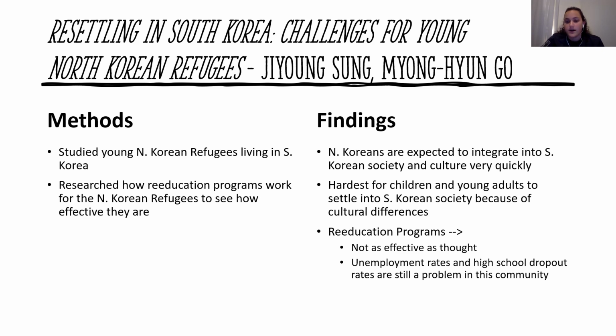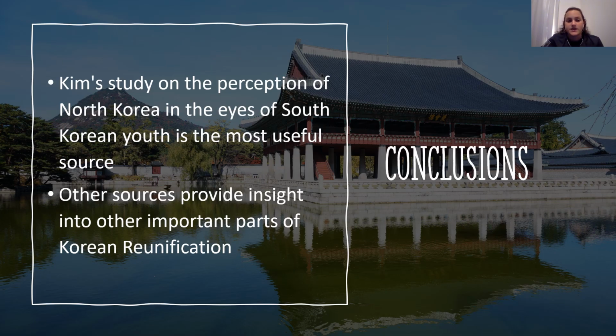So based on all of the surveys and studies we just looked at and the background information, Kim's study on the perception of North Korea in the eyes of South Korean youth is the most useful source for the research that I was planning on conducting. However, the other sources do provide insight into other important parts of Korean reunification, like the language barrier, the economy, and what would happen when the North Koreans were to be brought into South Korea. So overall, all of these are very important to look at and consider when thinking about reunification, to make an educated opinion.